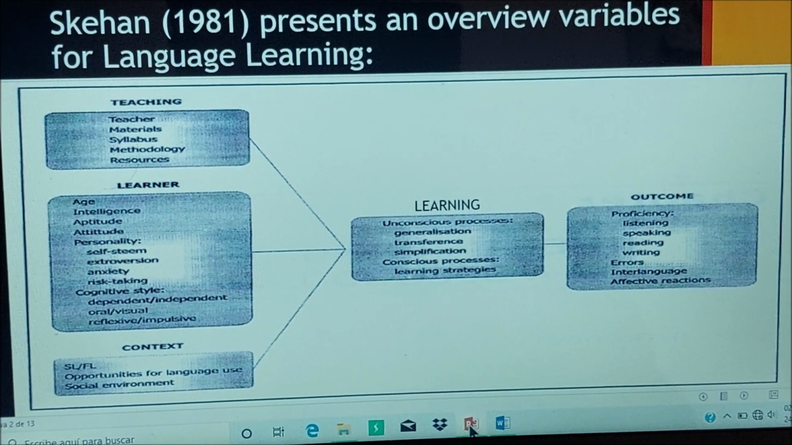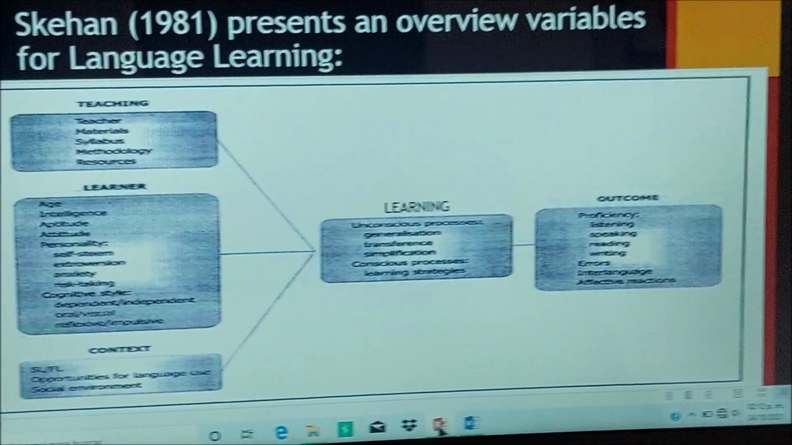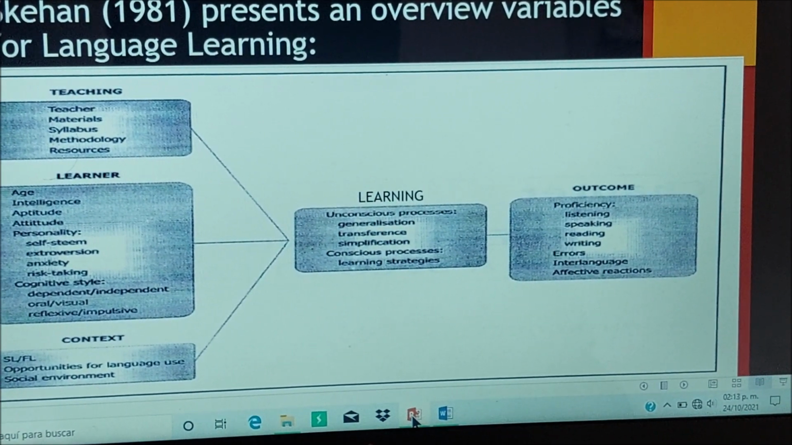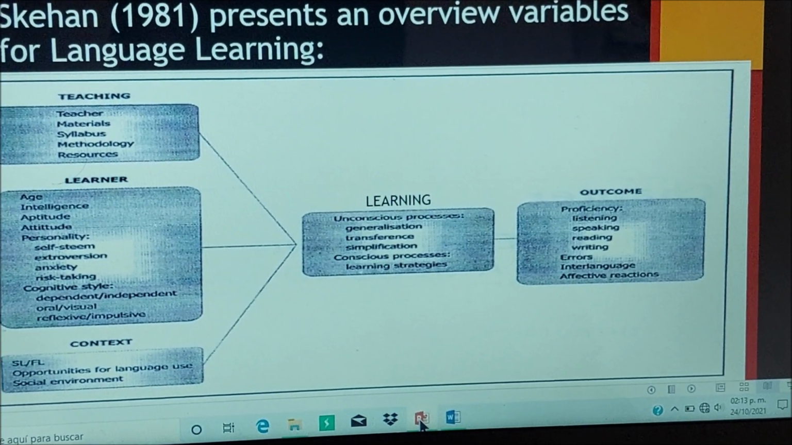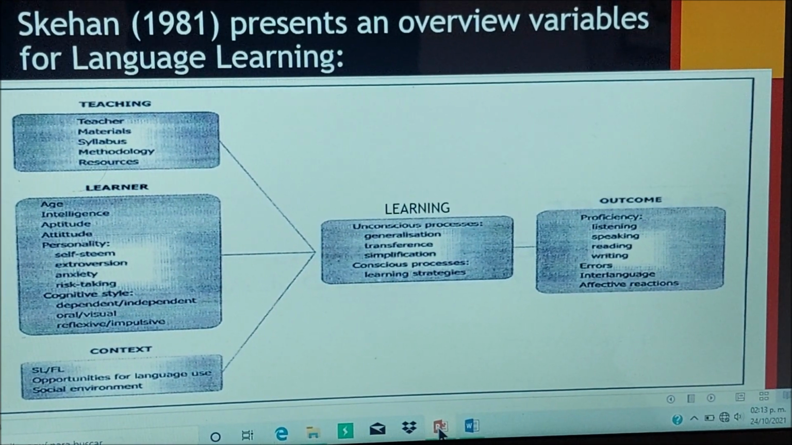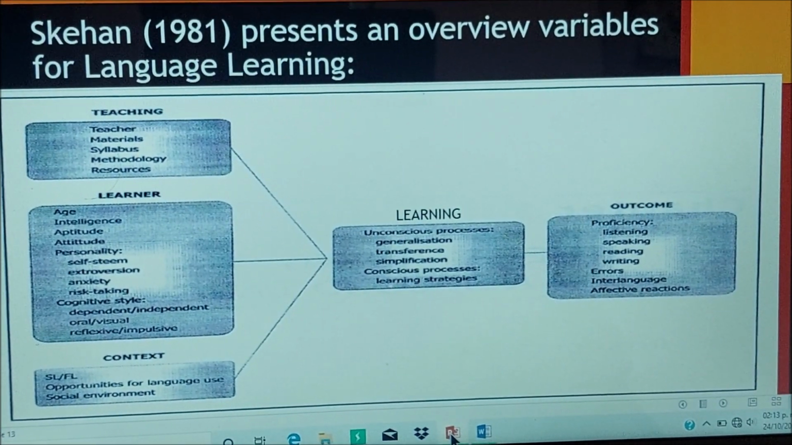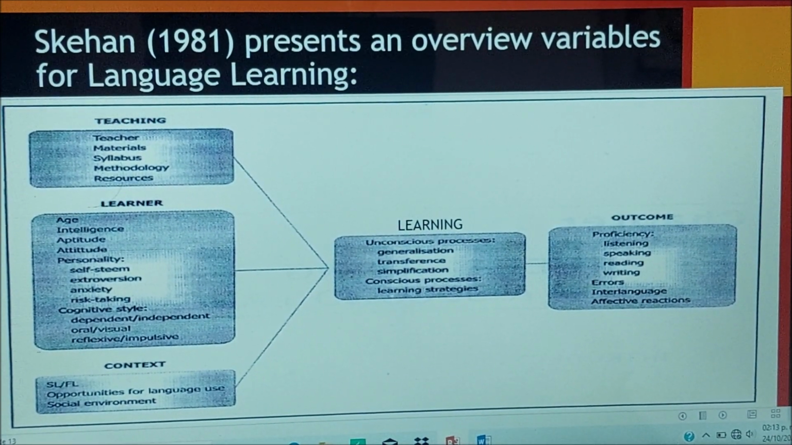And finally, the outcome, it's really important. Here we have the proficiency and errors. It depends on the way you teach and how your students behave in real life situations using the language.